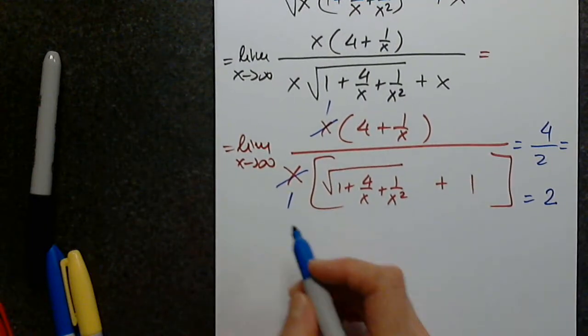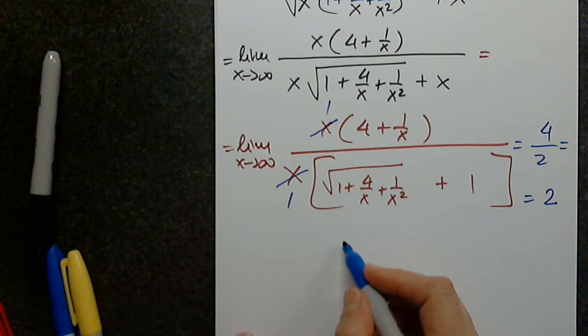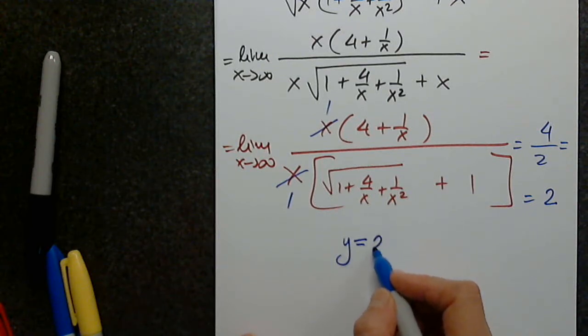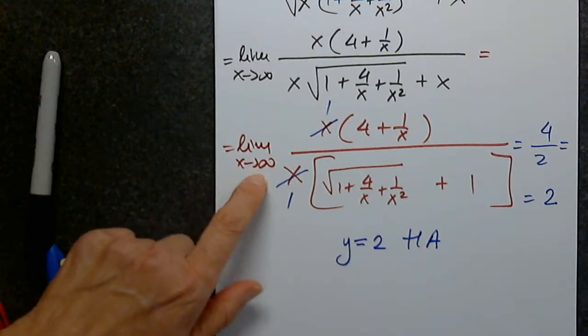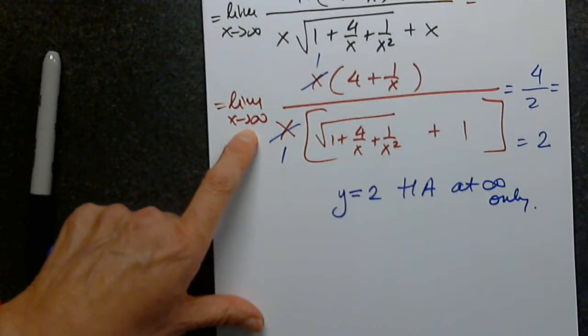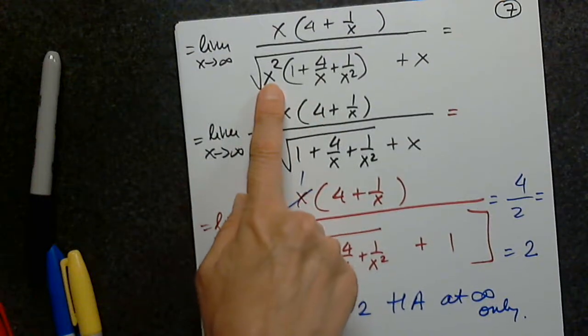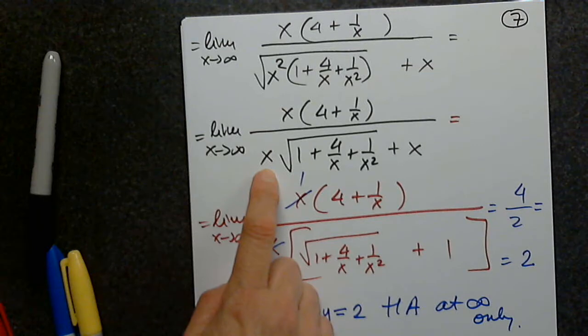So then we know something very important about this function: y equals 2 is a horizontal asymptote. I use the sign of the infinity. I have to say at infinity only, because I use the sign. I ask myself, what is the square root of x squared? If this were x approaches negative infinity, I would have said what? Negative. Correct.